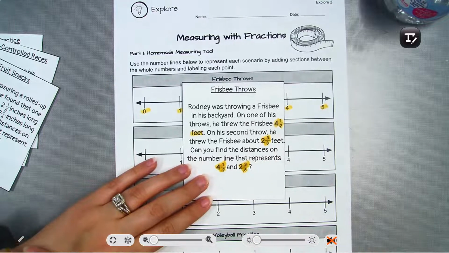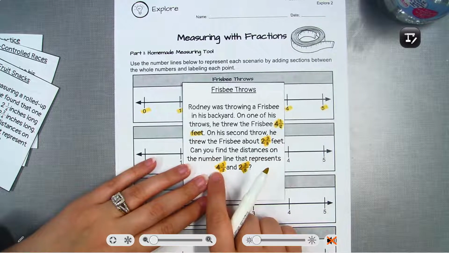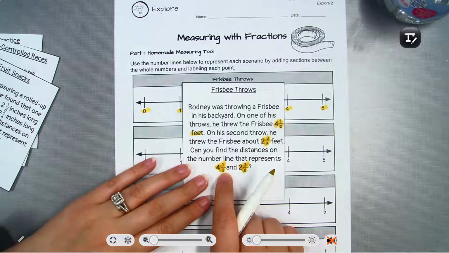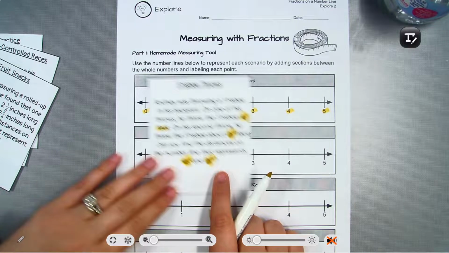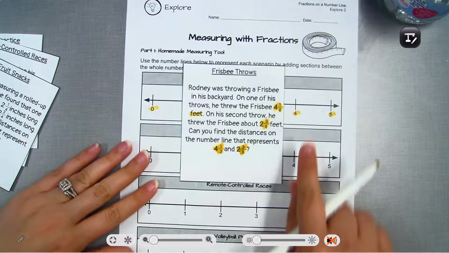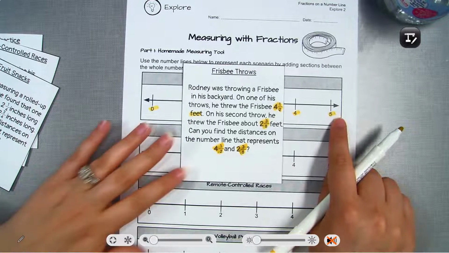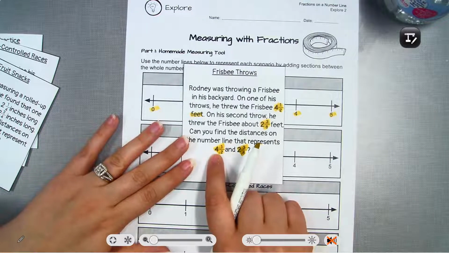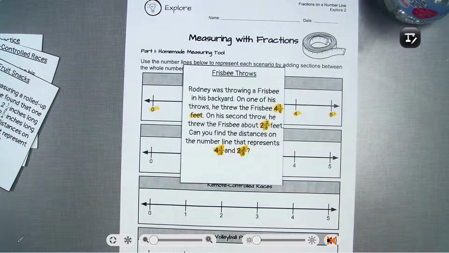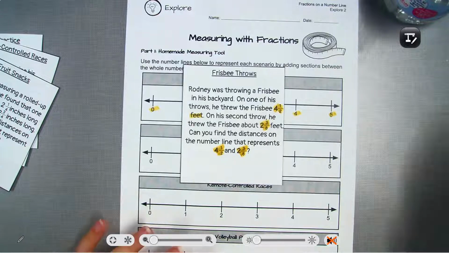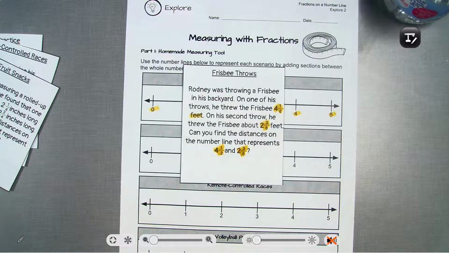Now, that means that he threw it 4 feet and then some. Okay, so I know that 4 1/2 is going to go between my whole numbers 4 and 5. And I know this because if you notice, I have a 4 that goes with the half. Now, look at your denominator in that number. Okay, so my denominator is 2.